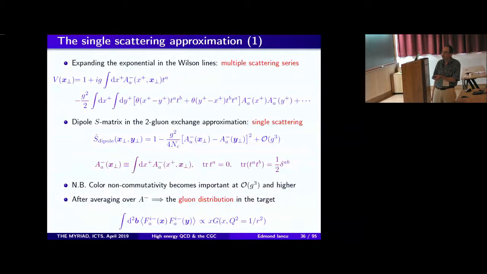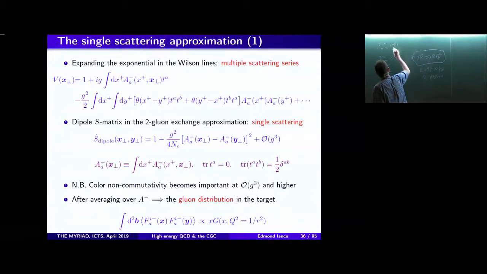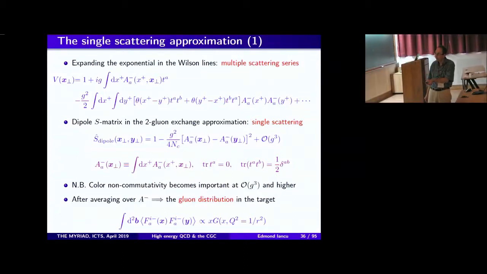independently of the procedure for the averaging, the expectation value of the two-point function is just the gluon distribution by definition. More precisely, the gluon distribution of the target is the expectation value of F_i minus, where F_i minus is the field strength tensor, which is ∂_i A minus in these notations in this gauge. And you see that here I have essentially the difference between the field at x_perp and y_perp. I can expand that in x minus y, and then I generate precisely these derivatives times r squared. So no surprise, the expectation value of this is the standard gluon distribution.